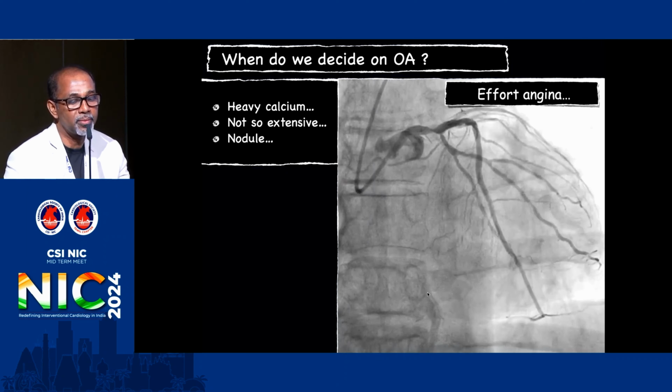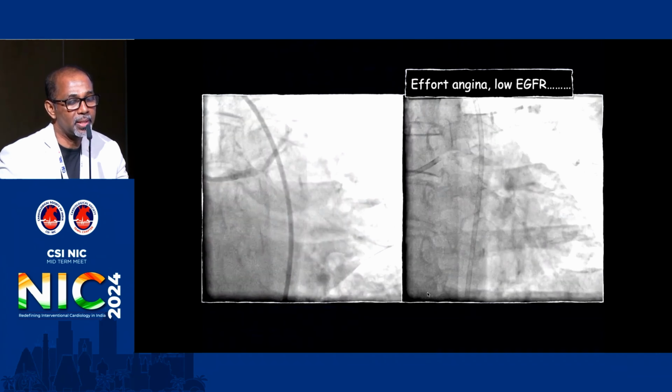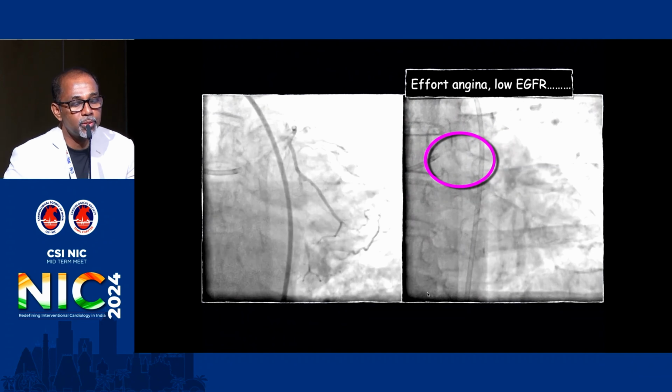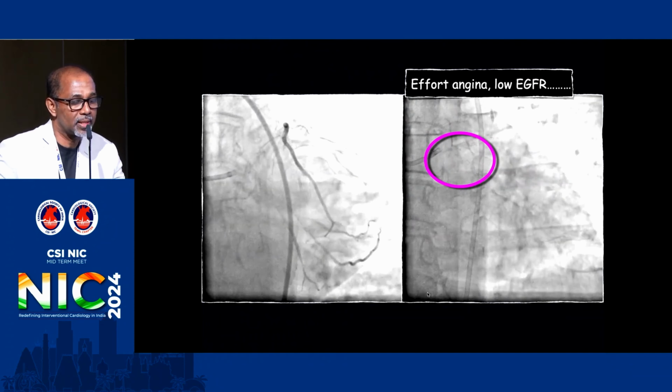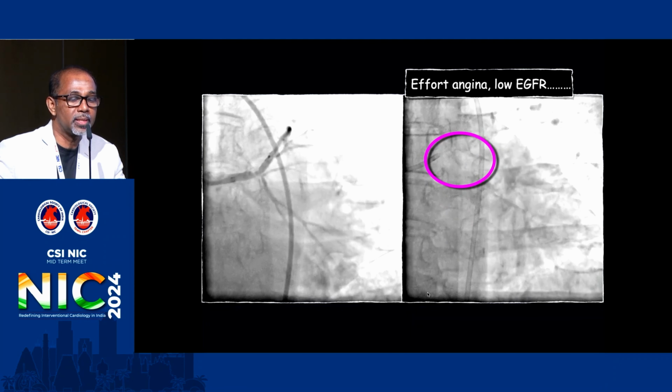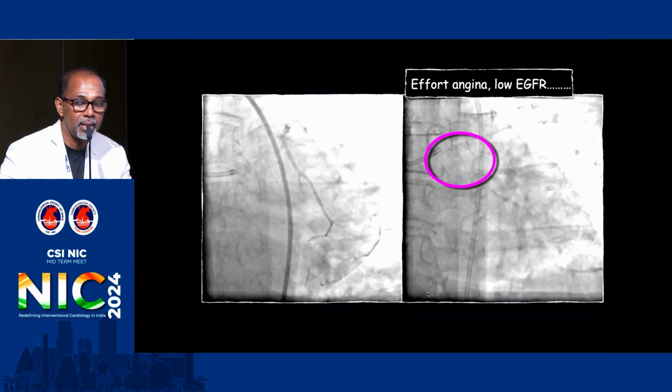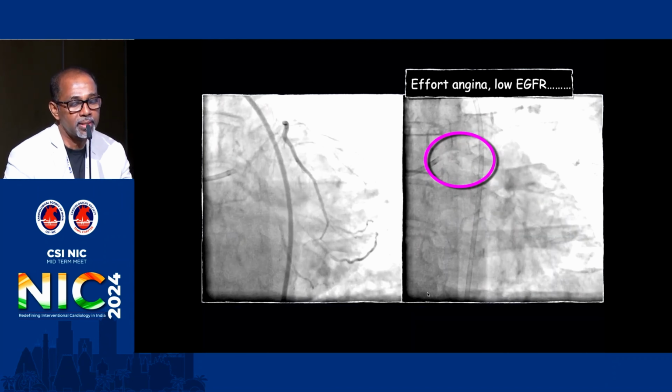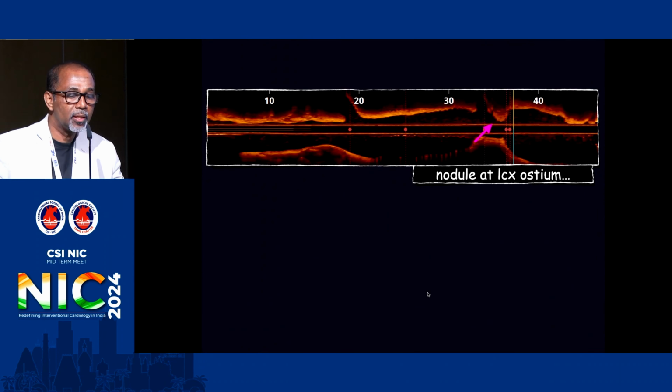And this is a patient who presented with effort angina, critical stenosis of the left main bifurcation. In these images, you could see that there is a significant calcification in the left main bifurcation. In the second image, the fluoroscopic image, you could see that calcium is extending into the circumflex. Calcium is also extending into the left anterior descending artery, and we did an OCT.